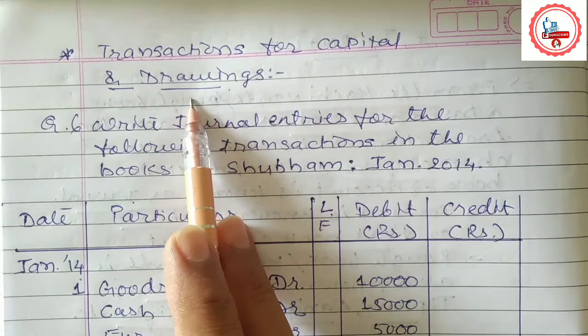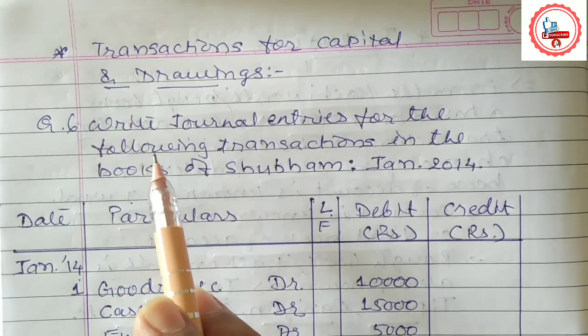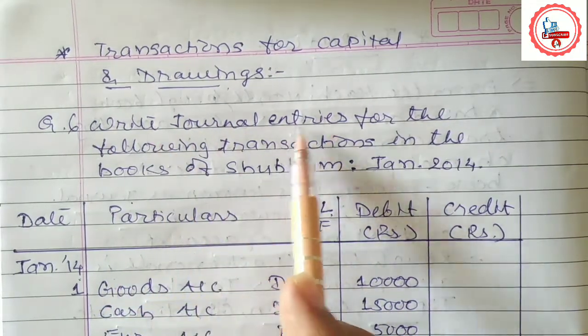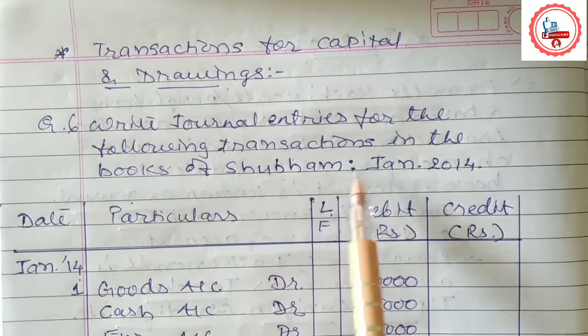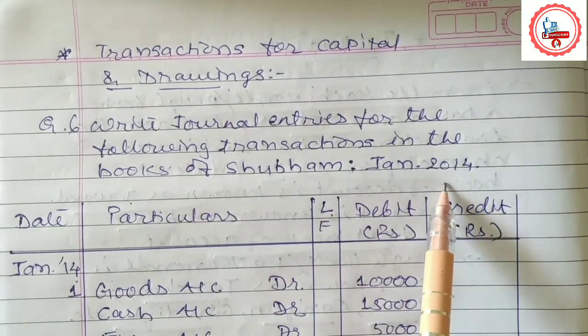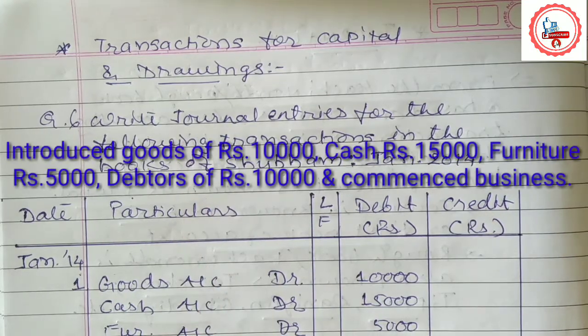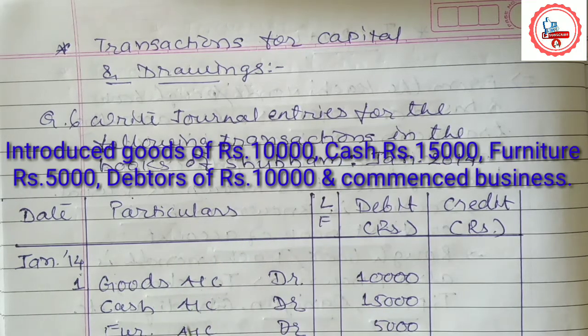Right now, to get an understanding of all transactions separately, we are initially starting with the question relating to capital and drawings. Question number 6 of your textbook. Write journal entries for the following transactions in the books of Shubham for the month of January 2014. First transaction: introduced goods of rupees 10,000, cash 15,000, furniture 5,000, debtors of rupees 10,000, and commenced business. This is your first transaction.